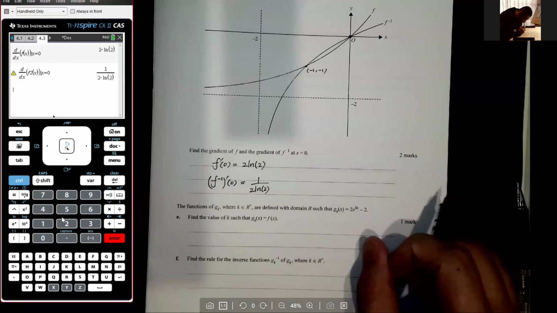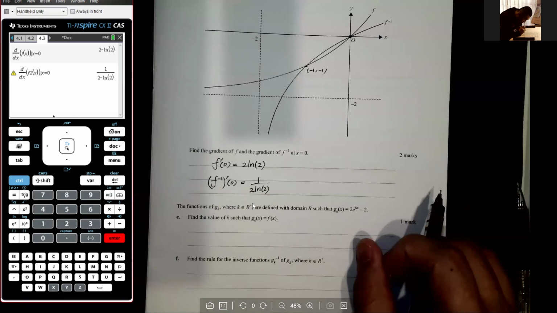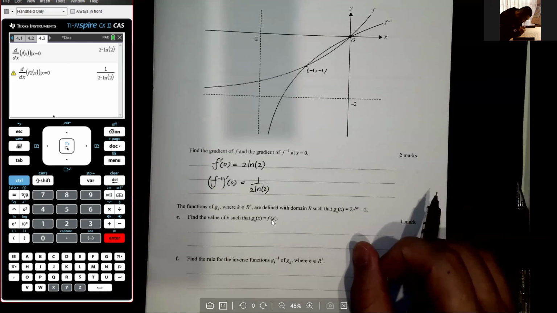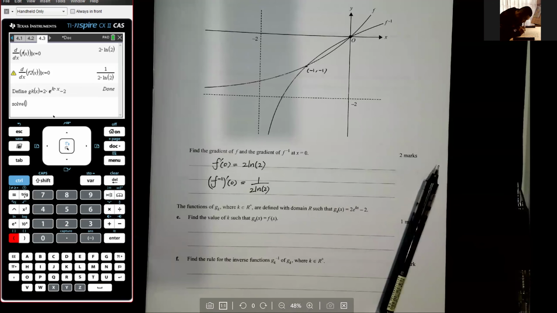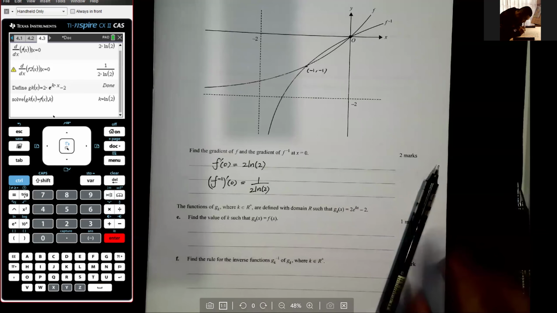Okay, we have a function g_k, k is in R plus, defined with the domain R, such that g_k(x) is 2e^(kx) minus 2. We want to find the value of k such that g_k(x) equals f(x), and the rule for the inverse function g_k inverse. K is also positive. So define g_k of x equal to 2 exponential k times x minus 2. And then solve g_k of x equals f of x for k. K is natural log 2.